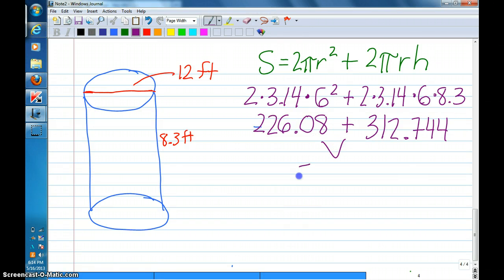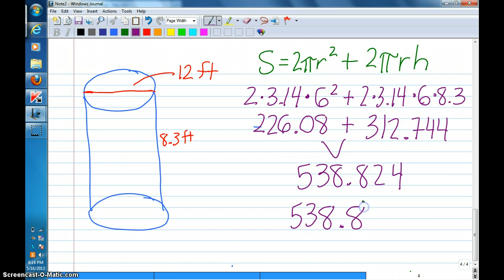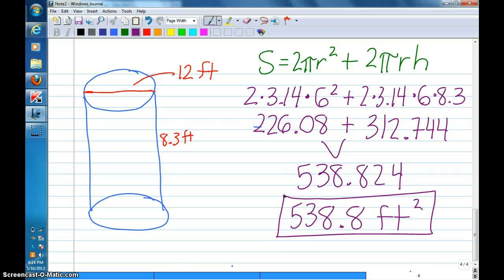I got 538.824, again round to the nearest tenth, 538.8, and since we're talking about surface area, it's feet squared. So again, it's just using formulas, and make sure you always plug in the radius, halfway across the circle, and you plug in the height, and just copying down the formula and plugging in the numbers.